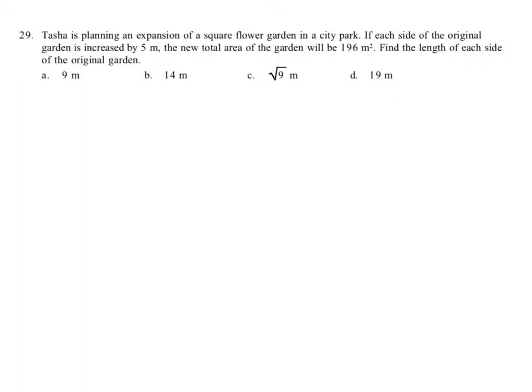Okay, I love these word problems. Tasha's planning an expansion of a square flower garden in the city park. It's a square, so we know that the sides measure the same. I'm going to use green because it's a square. So let's just say that this side measures x, and so does this one, because they're the same thing.